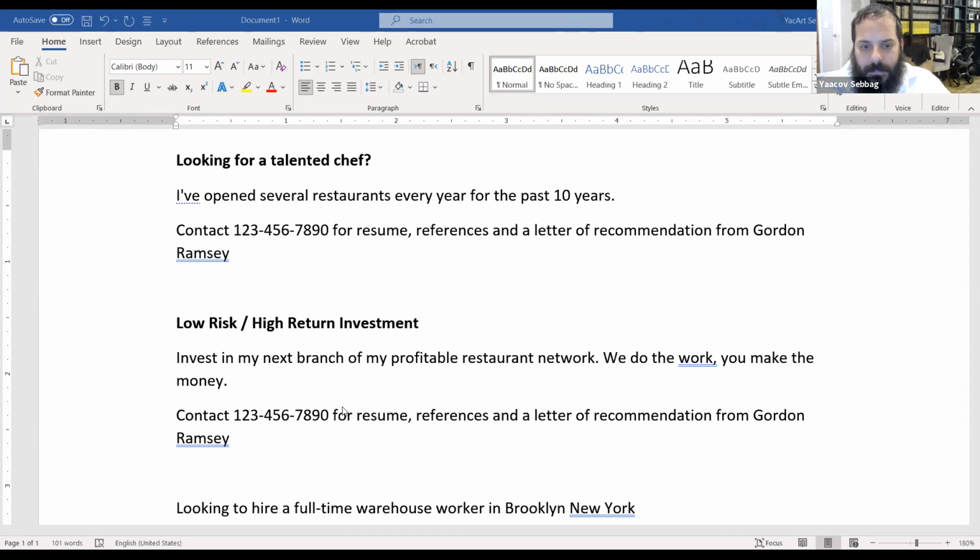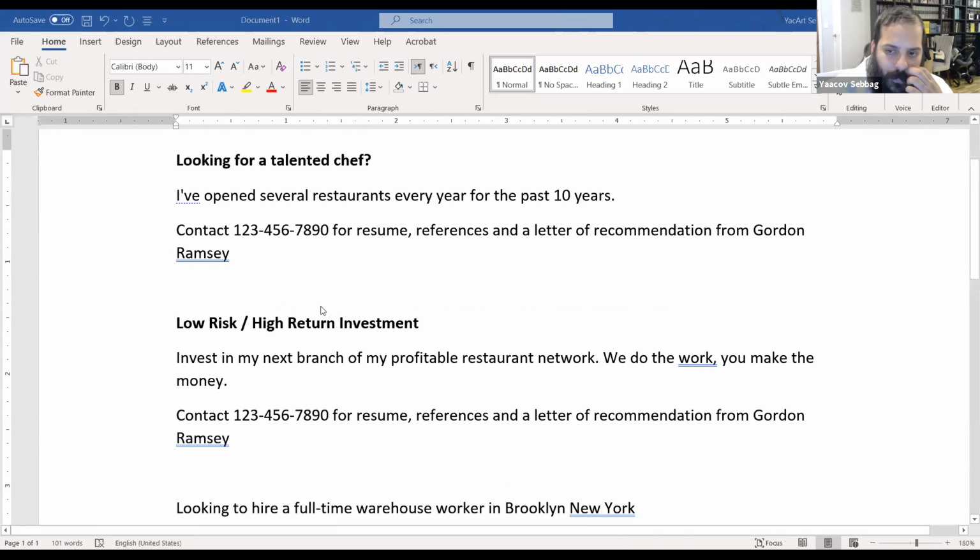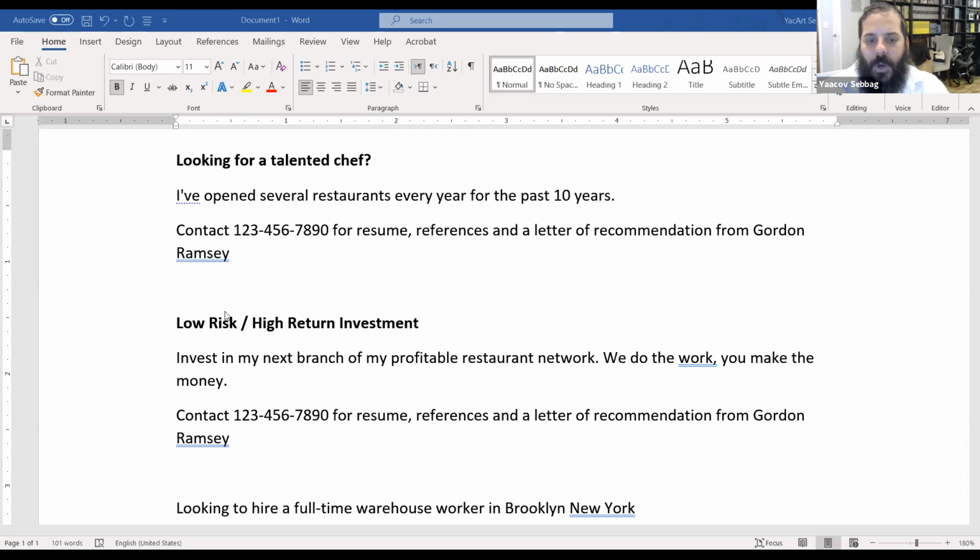Okay. But do you see how what we've done here is created a situation where, because we're paying a lot of attention to who the target audience is, we changed it. Instead of looking for a talented chef, we now say low risk, high return investment. Because if you're an investor, that's what you're looking for.